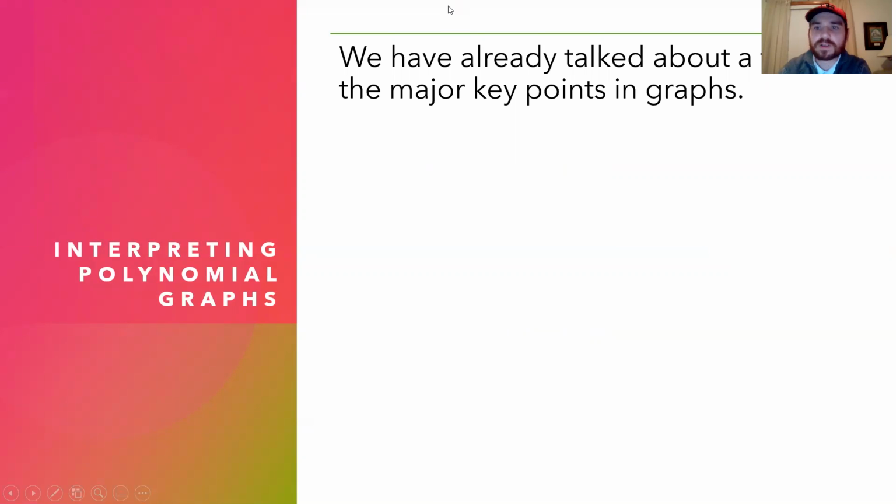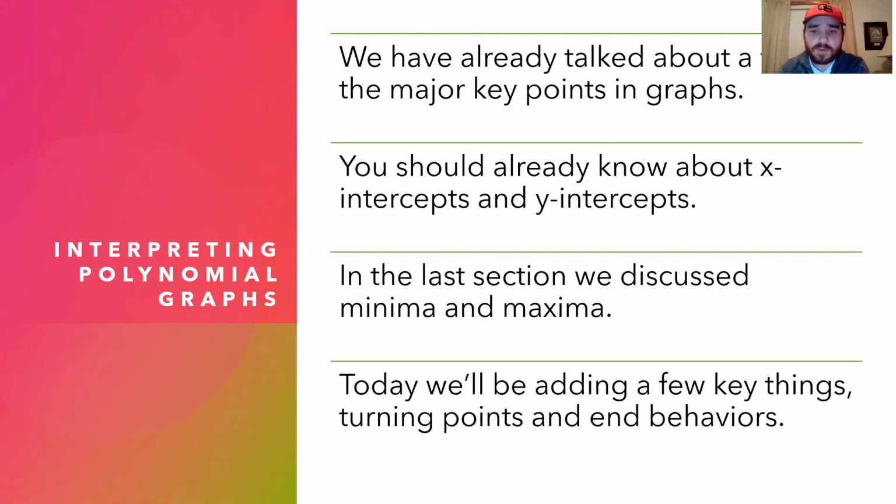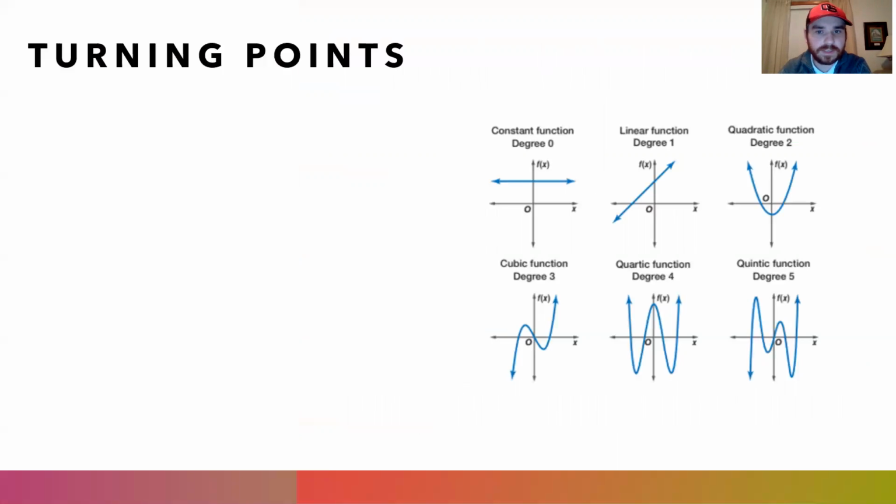Okay. We've already talked about a few of the major key points in graphs. You should already know about x-intercepts and y-intercepts. In the last section, we discussed minima and maxima. If you remember from quadratics, we also talked about the vertex. That was just a particular kind of minimum or maximum. It was the only one that a quadratic is ever going to have. And today we'll be talking about a few key things, primarily turning points and end behaviors. You should also know about degrees, but degree doesn't really show up in the graph directly, so we'll talk about that in a little bit too.